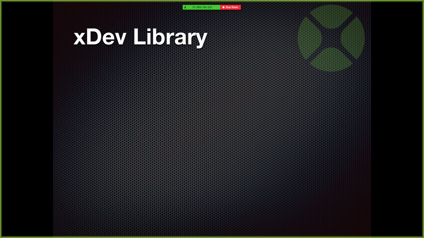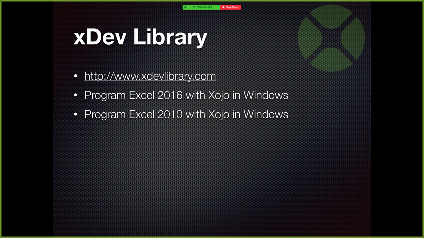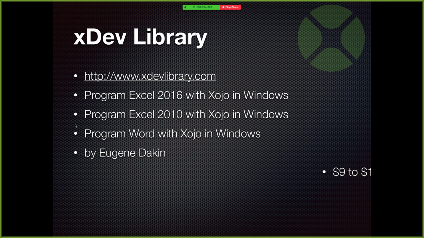And if you want more specifics on Xojo examples and how to interface Office with Xojo, there's a few books in the XDev library that would be a great place to go. There's Program Excel 2016 with Xojo, Program Excel 2010. I think the top book is just a newer version of the old one. I doubt there's a lot of differences. And then Program Word with Xojo in Windows. All of these books are by Eugene Dakin. And they're very inexpensive, like $9 to $15, and totally worth it if you spend a lot of time working with Microsoft Office Automation. A lot of good material in there, a lot more examples. It's definitely worthwhile and a great time saver if you find yourself having to use Microsoft Office Automation.